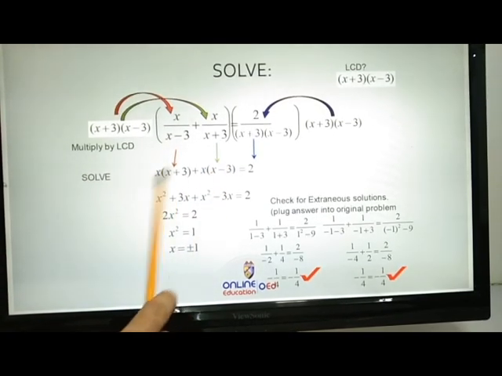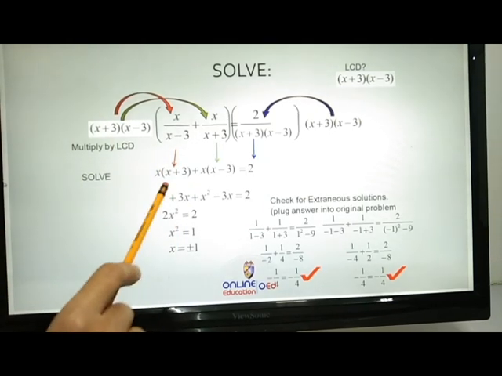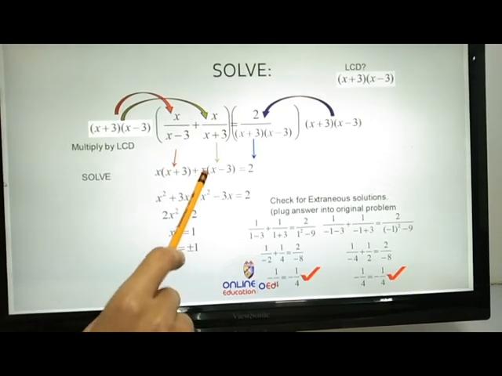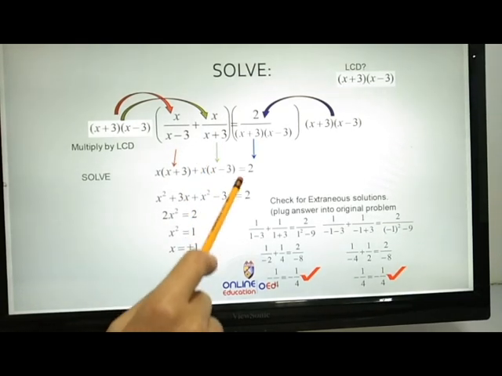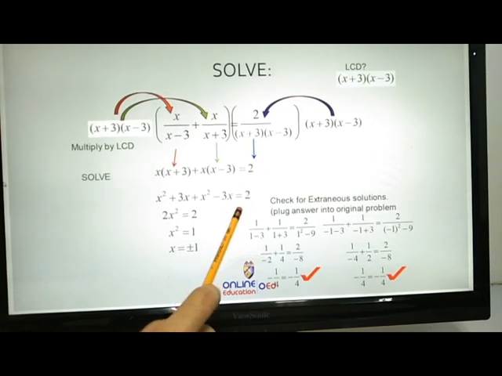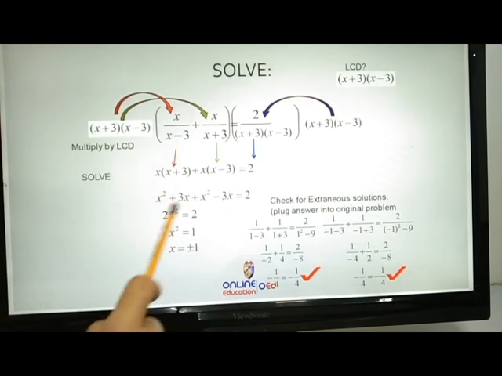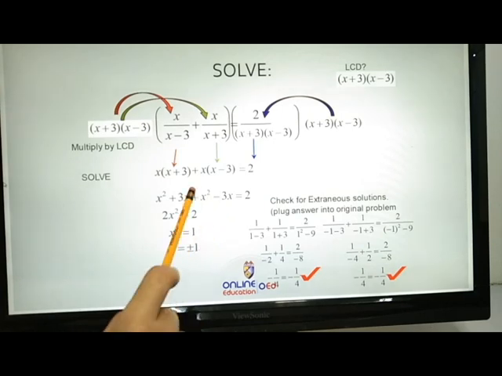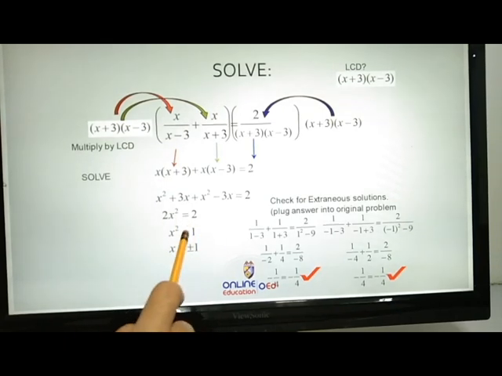Then, perform the operation, multiplication, and distributive property. Okay, so we have x times x squared, x times 3, 3x, plus x times x squared, x times negative 3x equals 2. Okay, x squared, 2x squared. 3x minus 3x, cancel. 0 yun. So we have 2x squared equals 2, divided by 2 both sides. So we have x squared equals 1. Then, by getting the square root of x squared, we have x is equal to positive or negative 1.